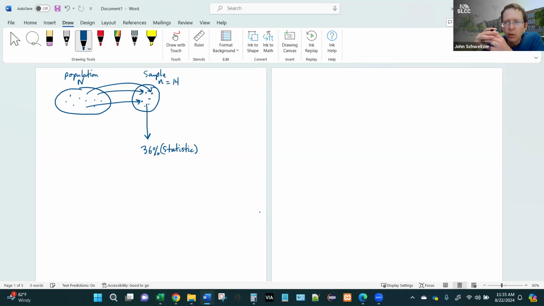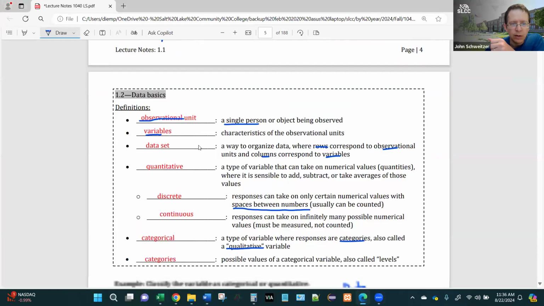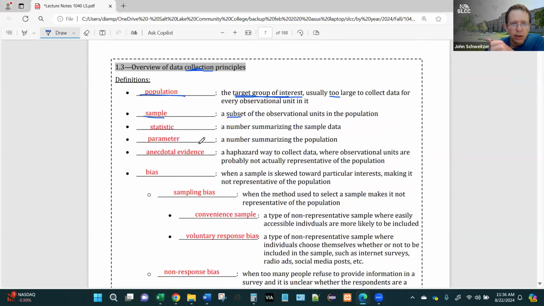Okay, and so it's a different use of that word. So we've defined statistics as a science, the way we collect, analyze, and make inferences from data. But statistic, singular, is a numerical summary of a sample. So that's our definition here. Statistic, singular, is a number that summarizes the sample data.